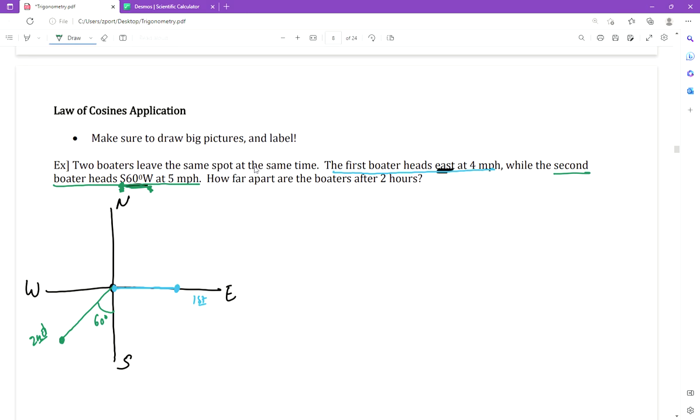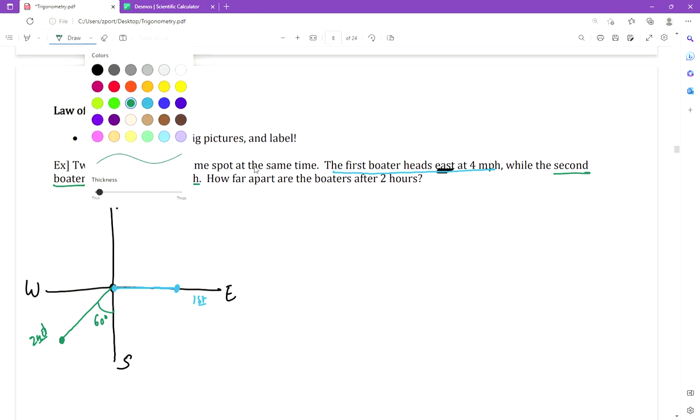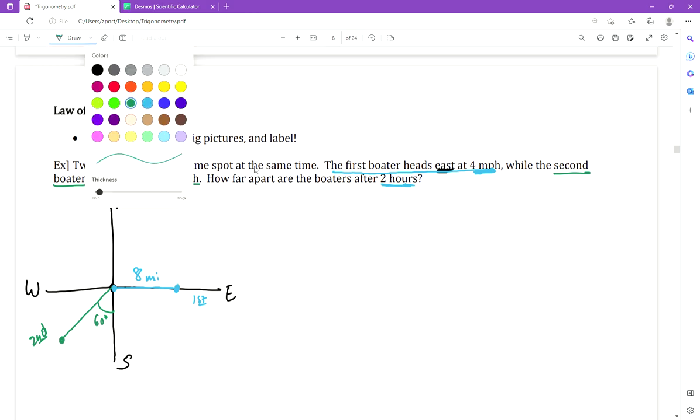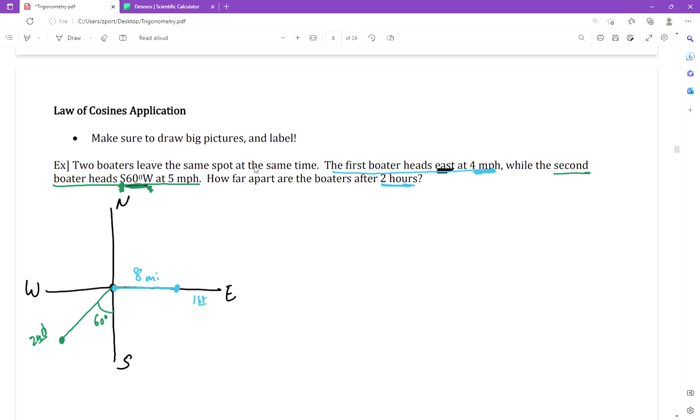And then it's now asking how far apart are the boaters after 2 hours? All right, well, let's get those distances in then. So if this boater went 4 miles per hour for 2 hours, that would mean it's 8 miles total because we could just multiply the two. So 8 miles. And the other one, if this boater went 5 miles in 1 hour, times 2 would be 10 miles.